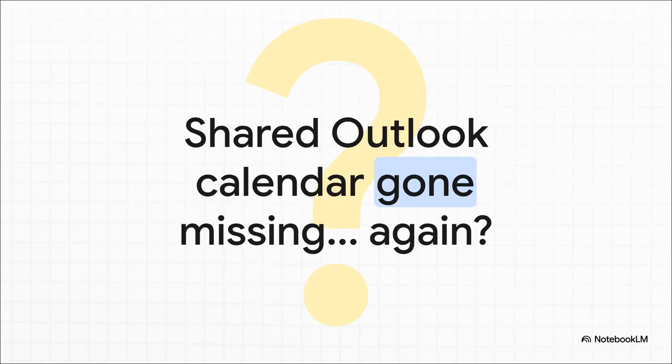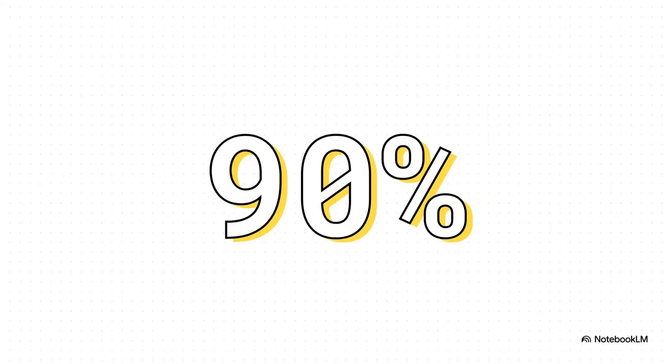You're trying to set up a super important meeting, you click open Outlook to check the shared calendar, and poof, it's just gone. Again. And that sinking feeling? That's your entire workflow grinding to a halt. And listen, you are not alone in this. Not by a long shot.